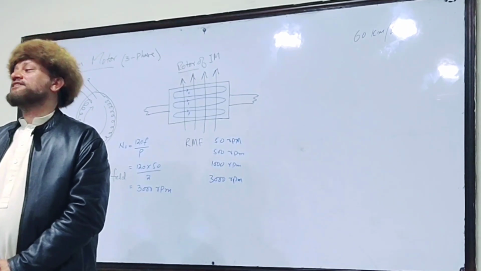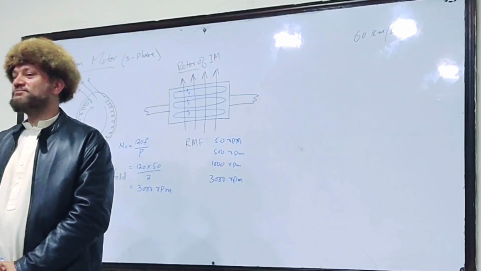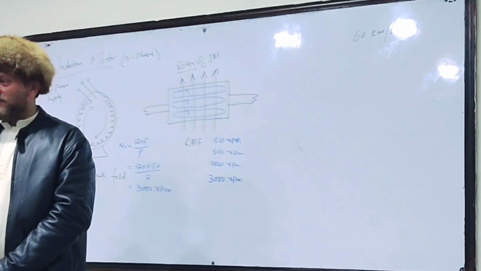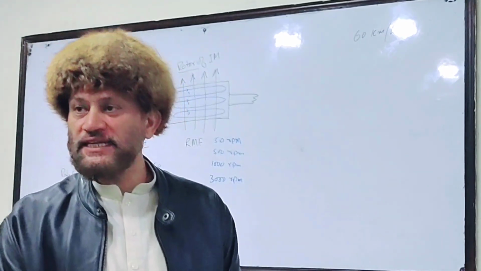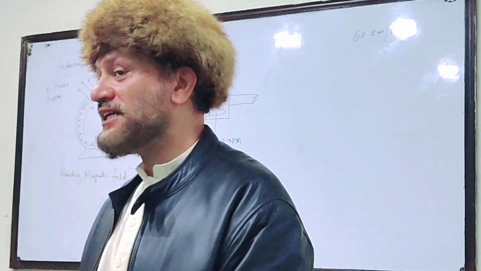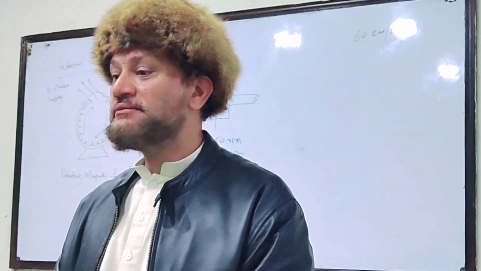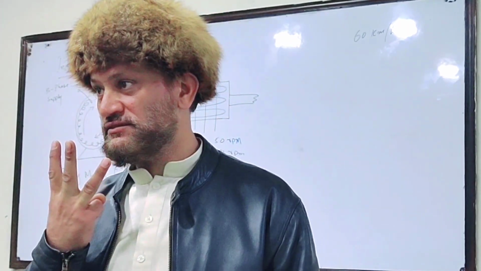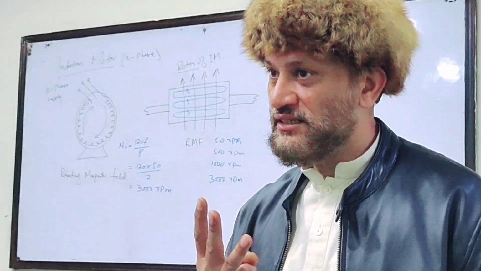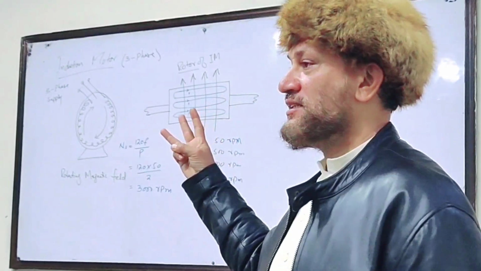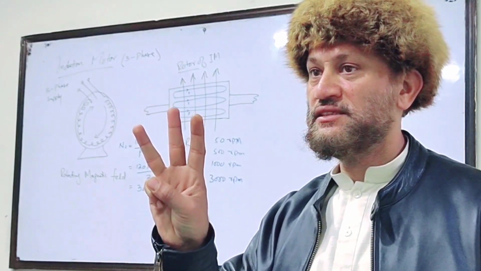So that was an induction motor. Principle of operation of induction motor. A minimum requirement for a rotating magnetic field is 3 phase. We can generate a rotating magnetic field very easily by exciting this stator with a 3-phase supply.